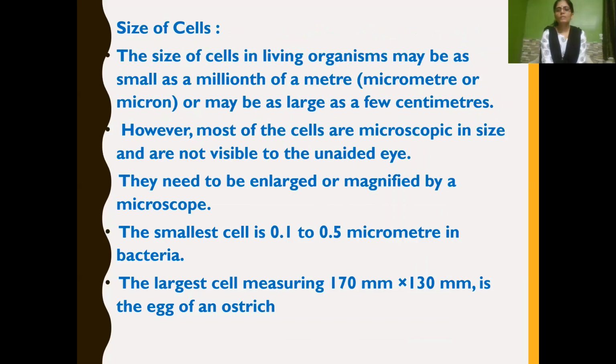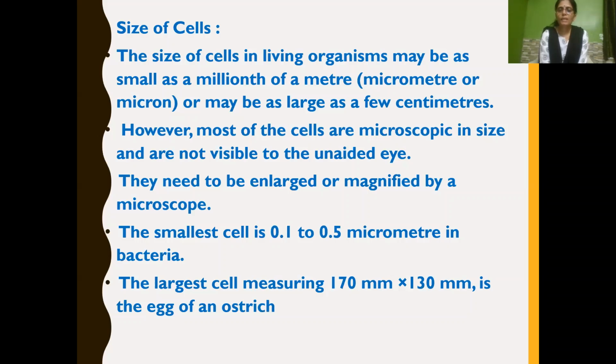And now coming to the size of the cell. The size of cells in living organisms may be as small as a millionth of a meter, that is a micrometer, or we can call it a micron, very, very small, or it may be as large as a few centimeters. However, most of the cells are microscopic in size, that is we cannot see them with our naked eye, and if you want to see them, cells need to be enlarged and magnified by a microscope.